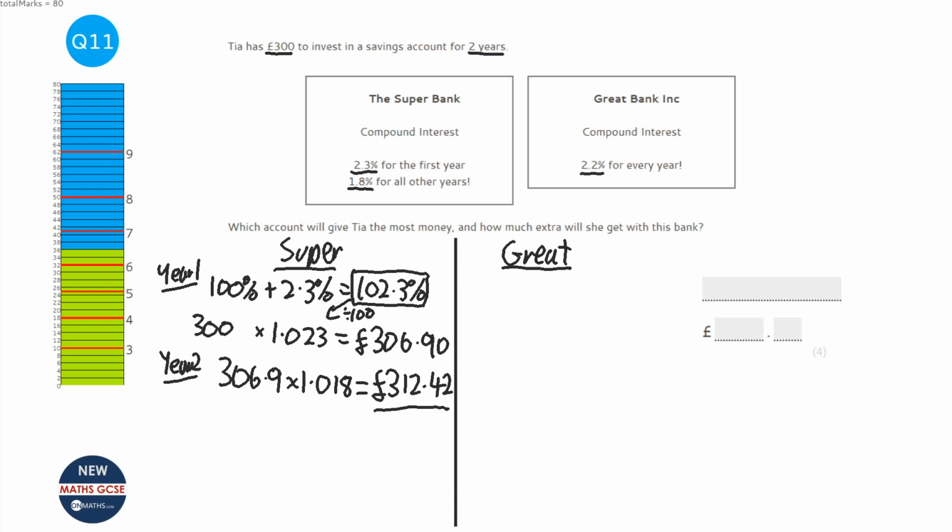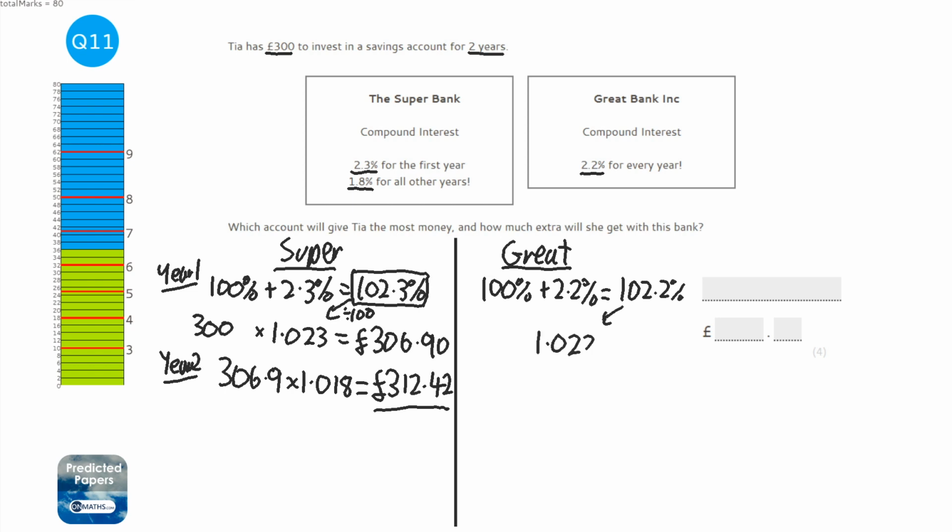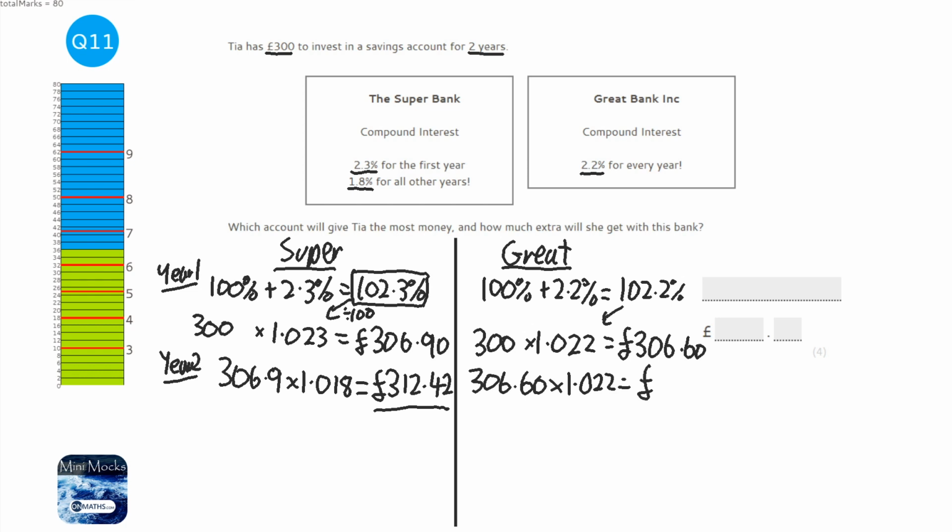Now, the Great Bank's a bit easier because it's just going to stay at 2.2. So let's work out the multiplier. 100% plus 2.2% equals 102.2%. And then as a multiplier, that is 1.022 by dividing it by 100. So we're going to times that £300 by 1.022. So 300 times 1.022, and I get £306.60. Then I'm going to times that again by 1.022, and this time I get 313.34. Ooh, actually, that would be 35 if I round it to the nearest penny.